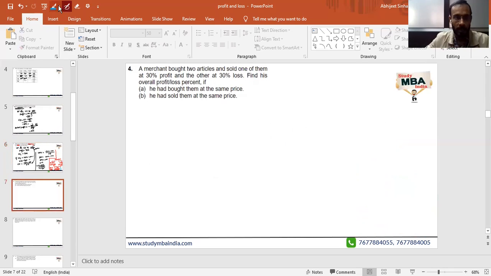अभी यहां देखिए इस क्वेश्चन में क्या बोल रहा है, that a merchant bought two articles and sold one of them at 30% profit and the other at 30% loss. Find his overall profit or loss percent, if he had bought at the same price. That means what, यहाँ पे क्या दिया हुआ है, same CP, and यहाँ पे क्या बोल रहा है, he had sold them at same price. That means what, same SP. क्वेश्चन समझ में आ रहा है?